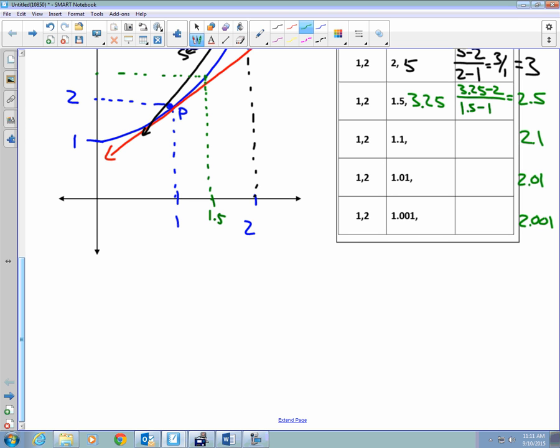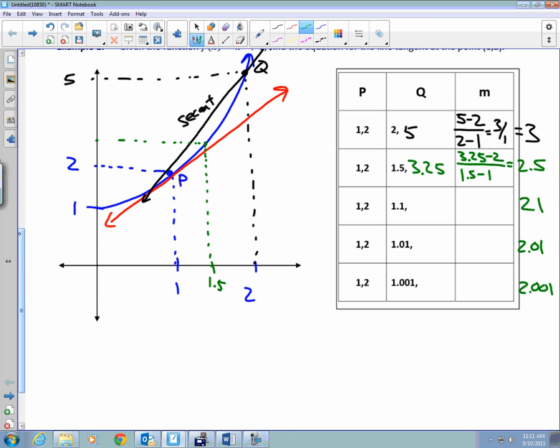So the question is, we're sliding Q infinitely close to P. We've moved Q so that it's within 1/1000th of a unit from P. That's pretty close, right? So what do you think then the exact slope of the tangent line is? 2. I would say that 2 would be a nice guess for what the exact slope of that tangent line is. Now, the fact is that we don't know that for sure. All we can do is look at the data that we have and see where it leads us. And right now, it looks like this is converging towards 2.